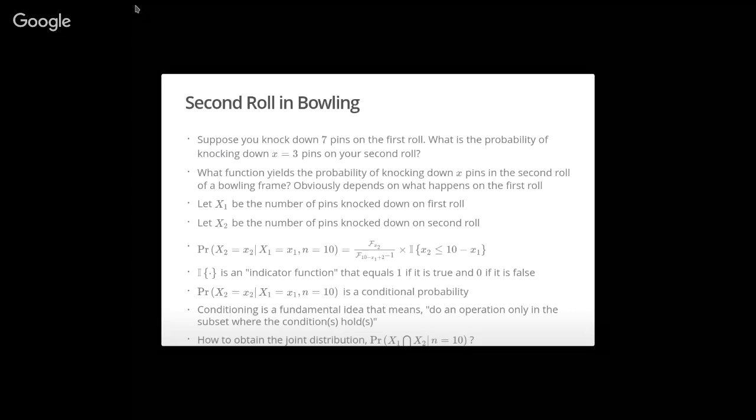Okay, now, how would we obtain the joint distribution, the probability of knocking down x1 pins on the first roll and x2 pins on the second roll, given that we start the frame with n equal 10 pins standing up? So this is a little bit harder. I'm going to give you like 8 seconds to think about this one. I'll give you a hint. It involves one of the rules. Well, we've only talked about two rules. It's a little bit different from the rain and the day of the week thing.